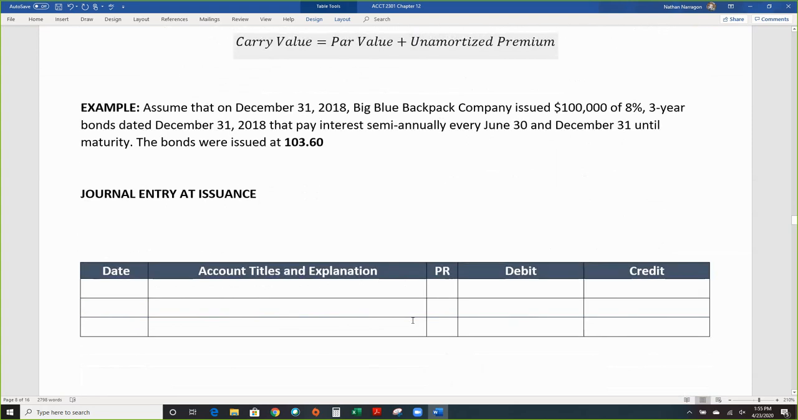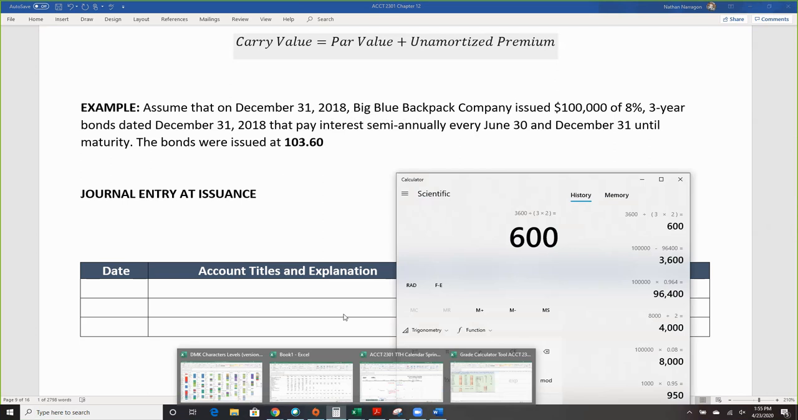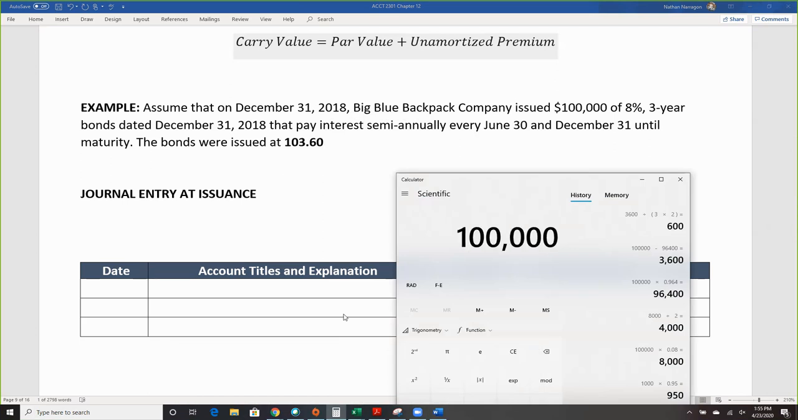So here's our Big Blue. And this time, they issued the bond at 103.60. So again, I can tell it's a premium because it's over 100%. Again, same steps. Par value, times the percentage in decimal form for that 103, 1.0360, which again, as you can see, shows that the cash that we receive is above 100,000, above par.